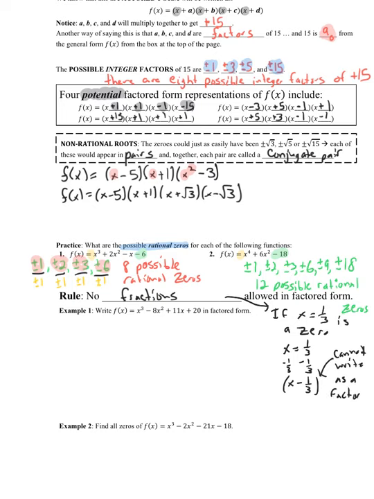Because we don't want a fraction in factored form, what we do instead is multiply both sides by 3, and then subtract 1 from both sides. So we get 3x minus 1 equals 0. And that's the factored form we want to see. 3x minus 1 is a factor.